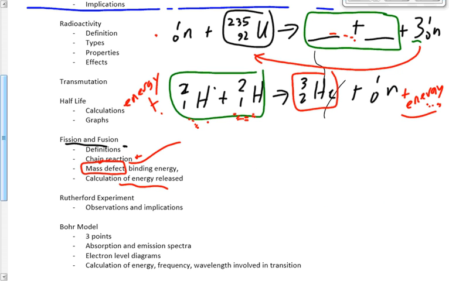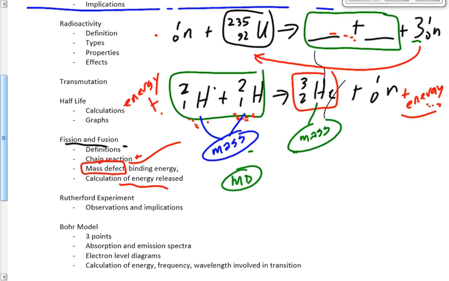Get the mass of this. Get the mass of this. Get the total mass. Get the mass of this one. What do you do with those two masses? Subtract them. Subtract this from this. You're going to get a number that we call the mass defect.